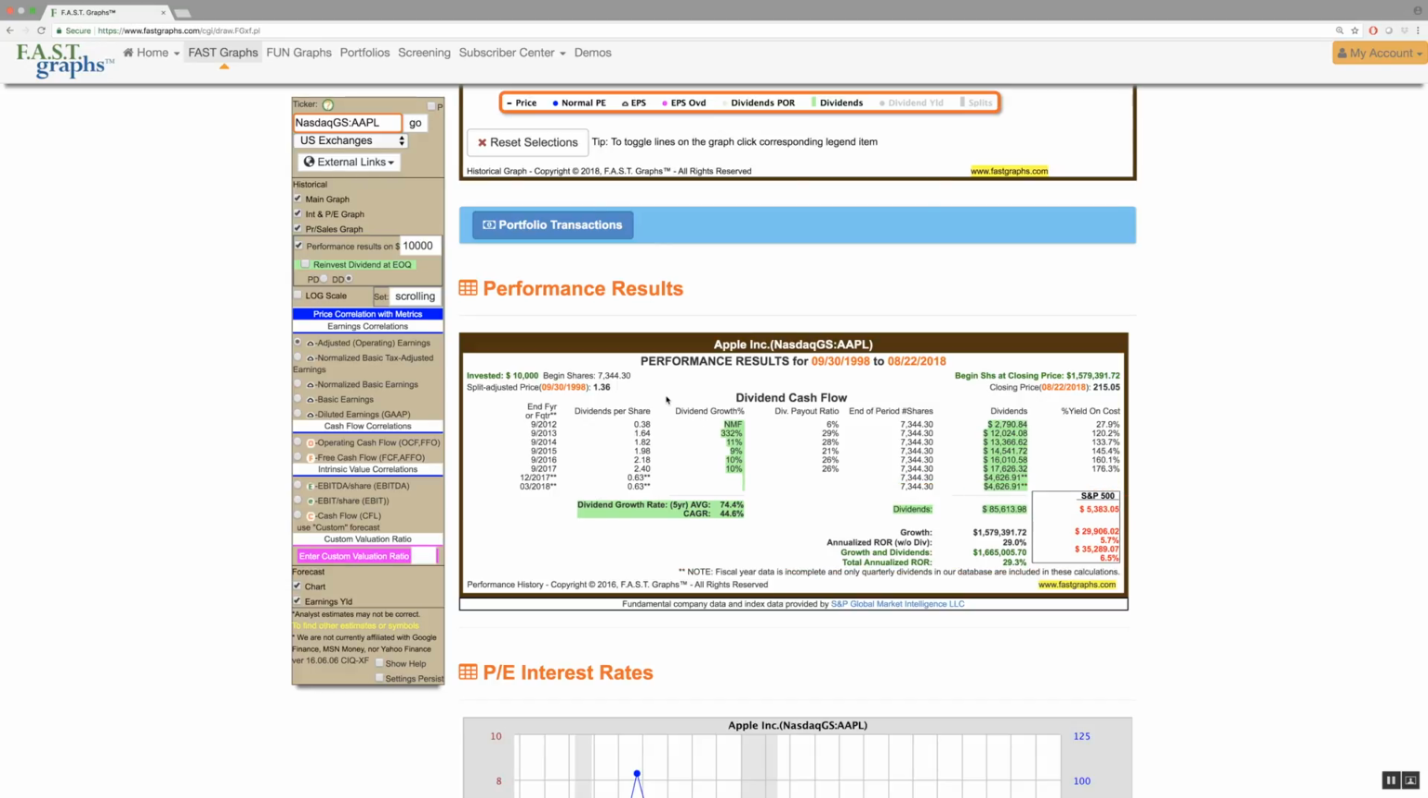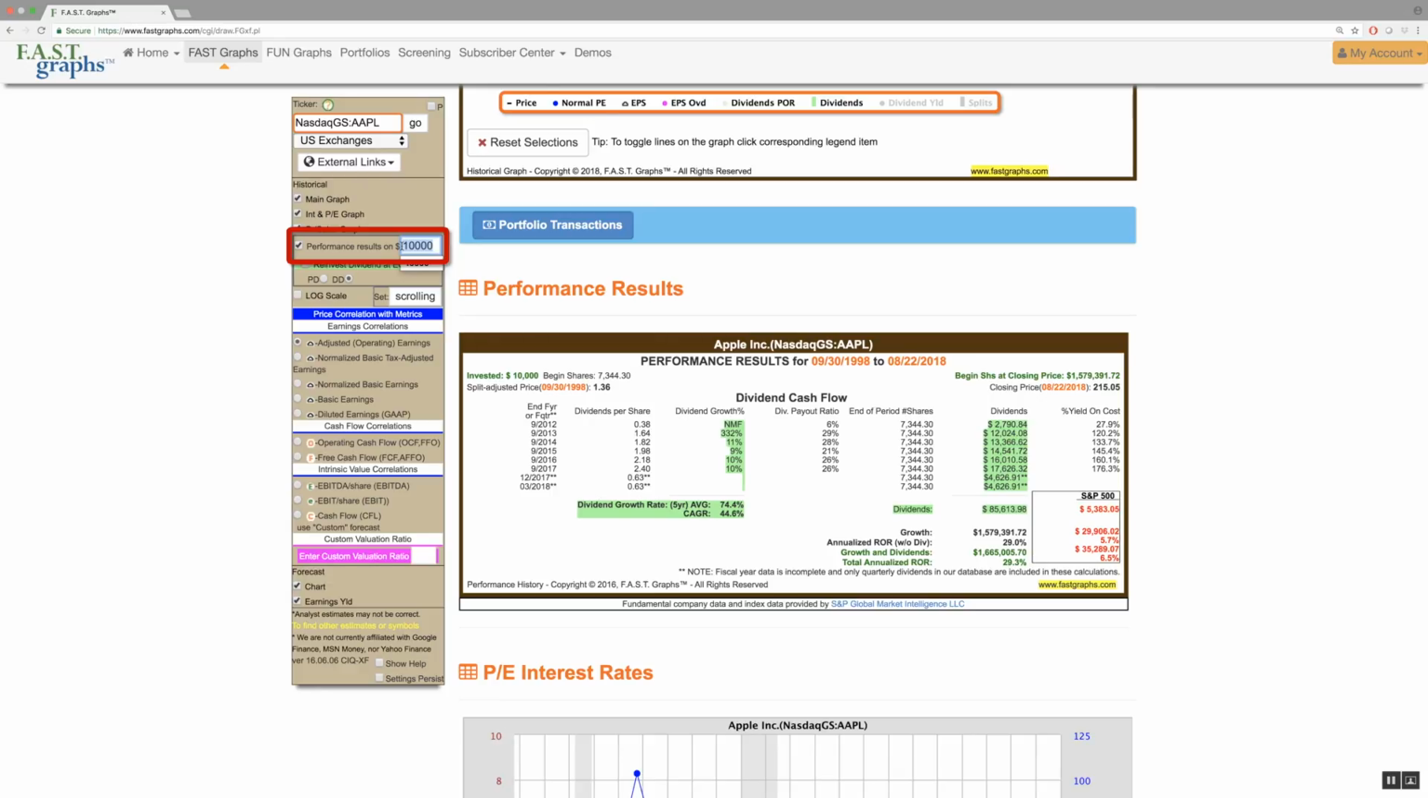You can also customize the investment amount to your liking to see the results on the exact investment that you made. This is done by changing the investment amount in the box located here and hitting go to recalculate the results on the new amount.